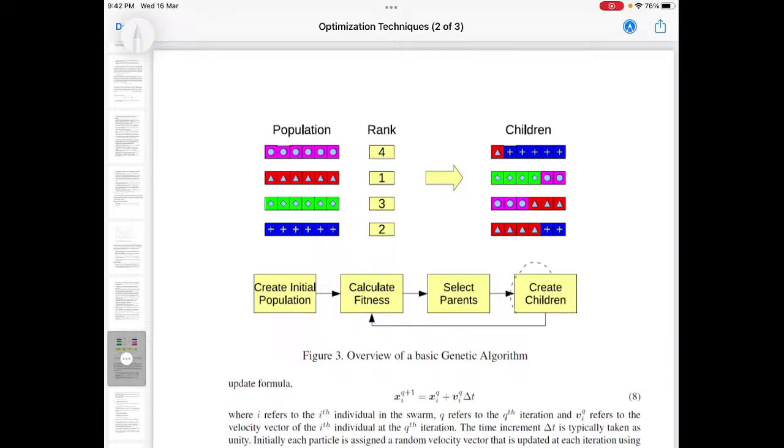So actually the optimization is checked here. This will be optimized to create children which are fit, and the fitness is calculated and this is repeated in a loop. As you can see, the fitness is calculated, and if the fitness is low, then the fitness has to be increased by selecting the appropriate parents, and the children created here are optimized.